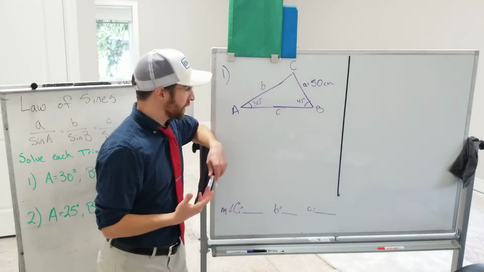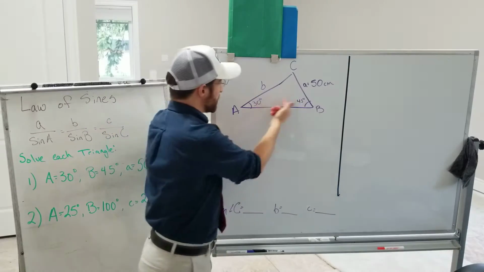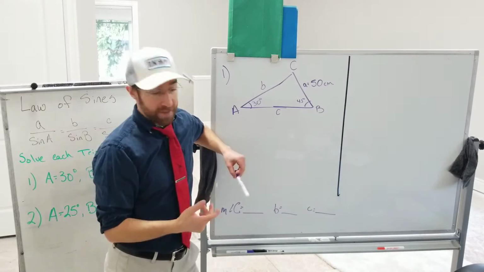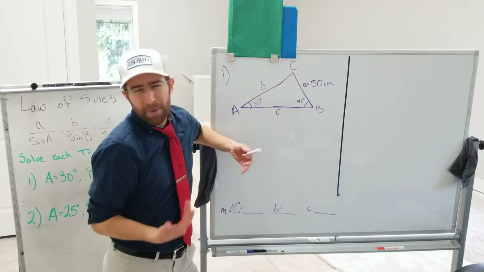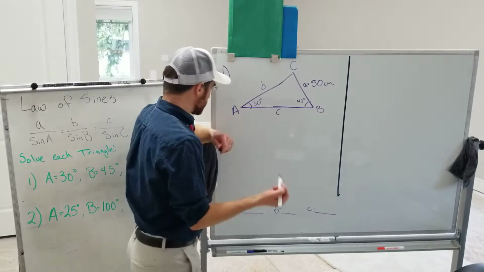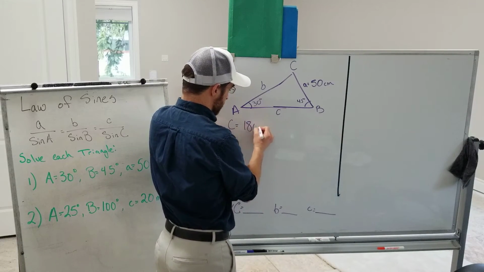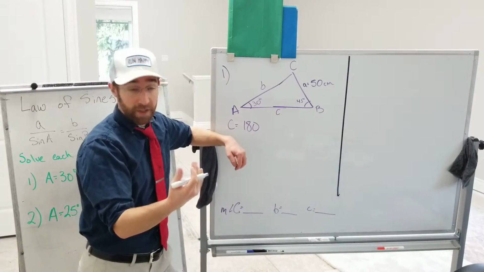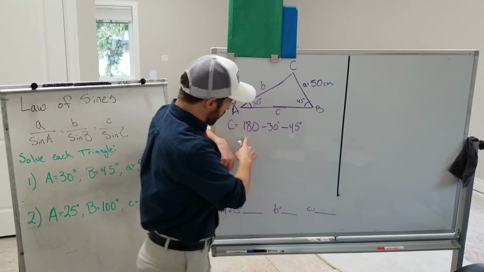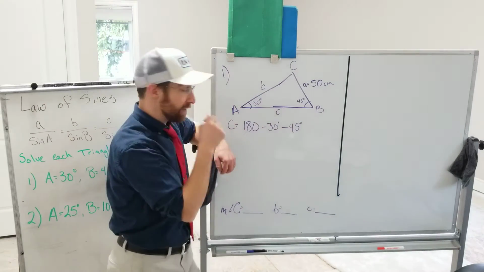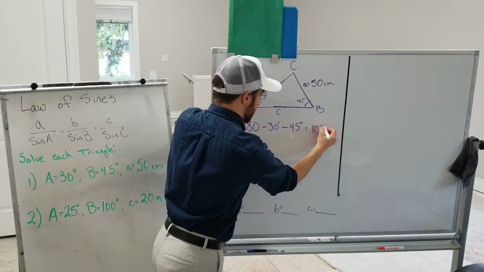The way we're going to do this is using the Law of Sines and the fact that all 3 angles in a triangle add up to 180 degrees. So first I'm going to find the measure of angle C. It doesn't need to be my first step, but it's the easiest one. So C equals 180, the sum of all the angles in the triangle, minus the other 2 angles. So it's 180 minus 30 minus 45. 30 and 45 give me 75, so this is 105 degrees.